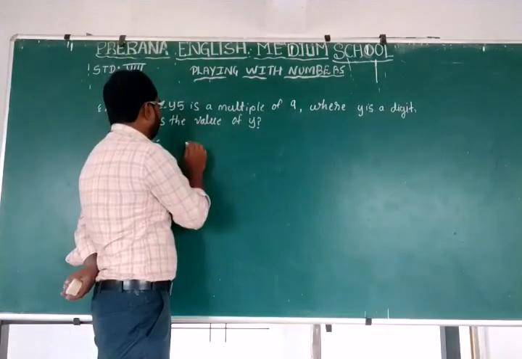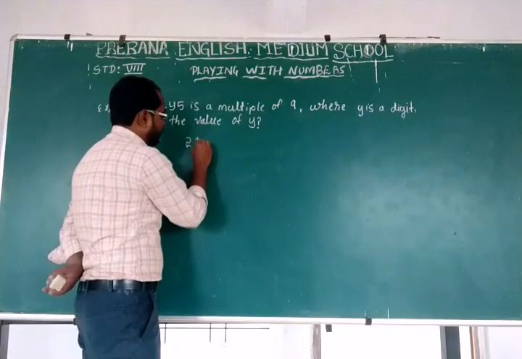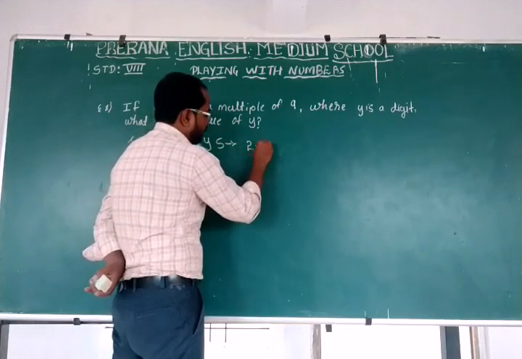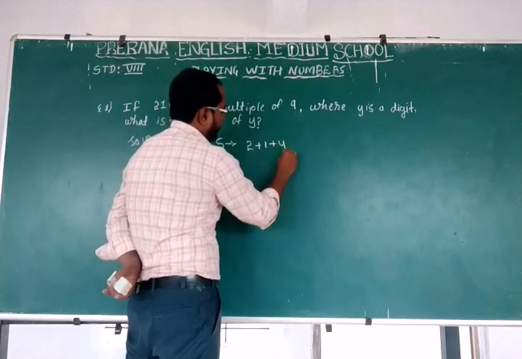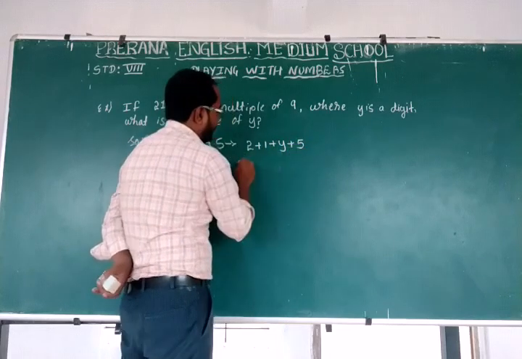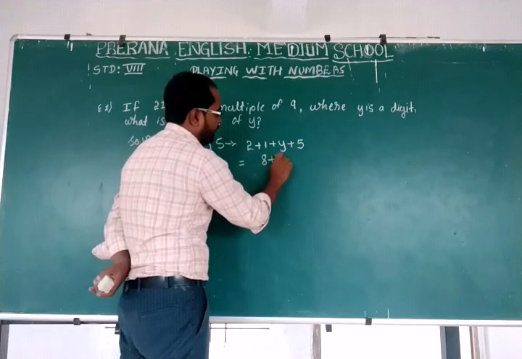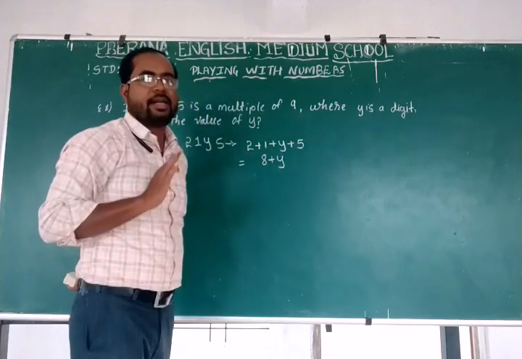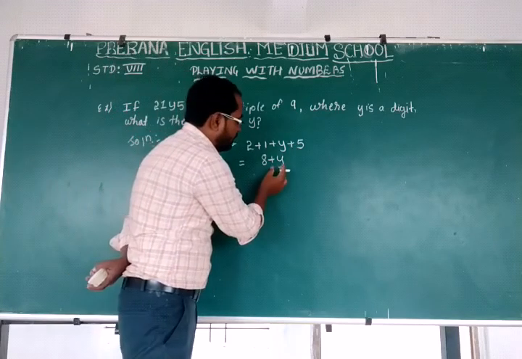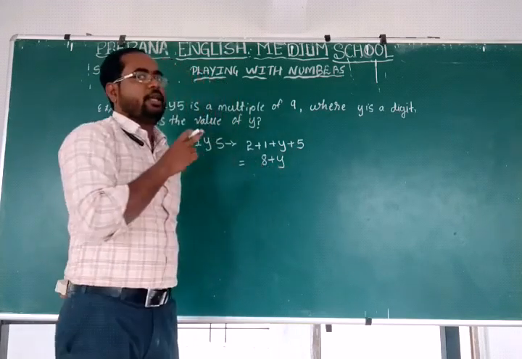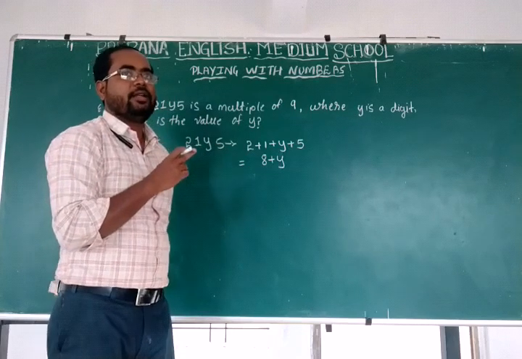So find the sum of the digits of the given number 21y5. Go on adding the digits, that is 2 plus 1 plus y plus 5. On adding, 2 plus 1 is 3, 3 plus 5 is 8, and 8 plus y remains. Up to here we are clear. Then what value should I take to make the number divisible by 9?